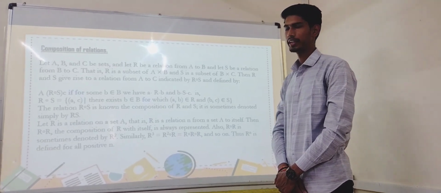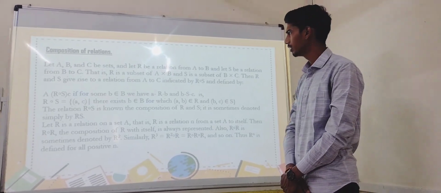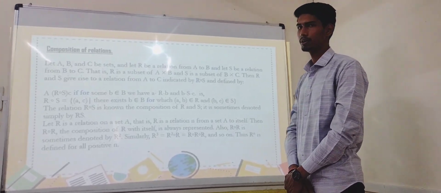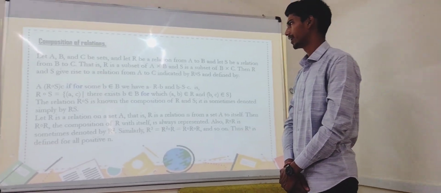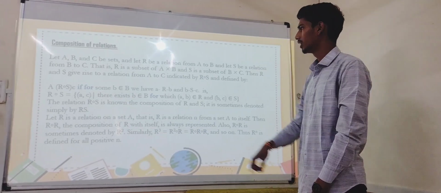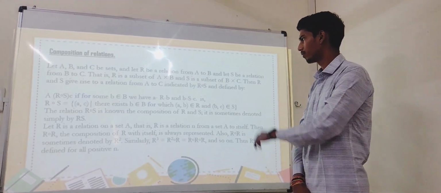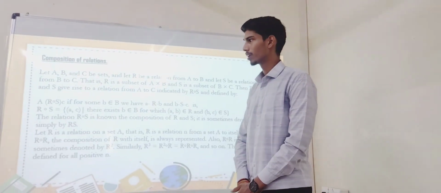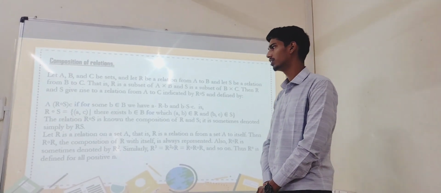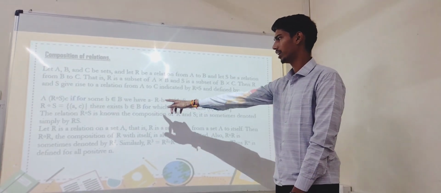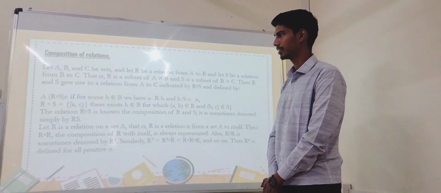Composition of relation. Let A, B and C be sets and let R be a relation from A to B and let S be a relation from B to C. That is, R is a subset of A cross B and S is a subset of B cross C. Then R and S give rise to a relation from A to C indicated by R dot S and defined by a (R dot S) c if for some b belongs to capital B, we have a R b and b S c.